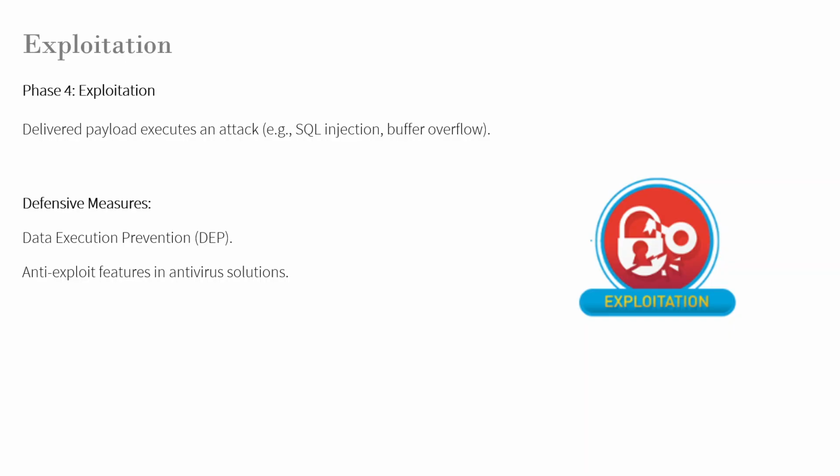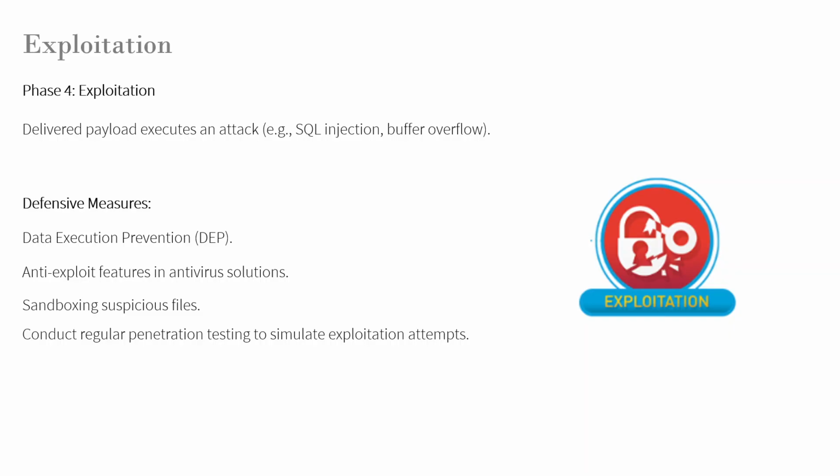Use anti-exploit features found in advanced antivirus solutions that detect suspicious behavior patterns in software and block exploitation attempts. Use sandboxing, where suspicious files are executed in an isolated environment to analyze their behavior. If they are malicious, they can't harm the network.